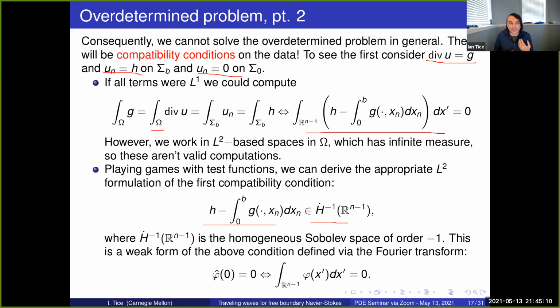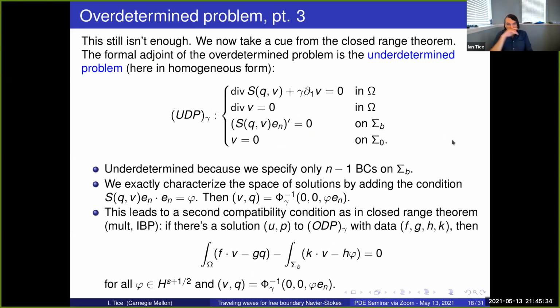in the sense that it requires that this function is not too large at 0, because it has to be integrable when we multiply it by this negative weight and integrate near the origin. So this is still something similar to what you get in the L1 formulation. It's just a little bit more complicated because we're working in an L2 framework. Okay, but this is not the end of the story. This is not the only compatibility condition.